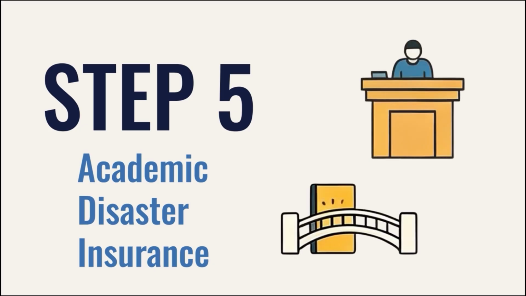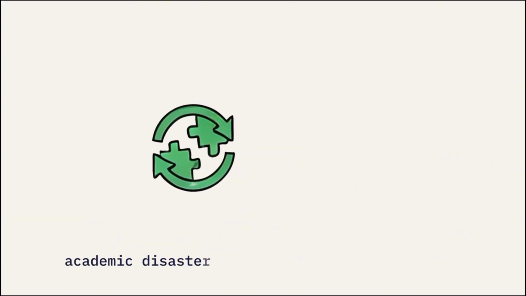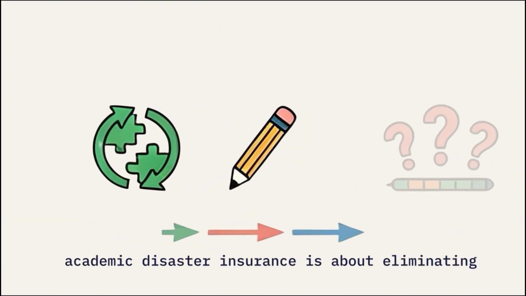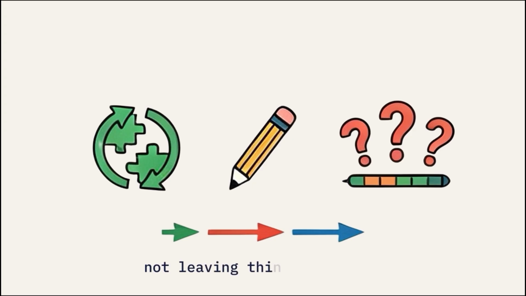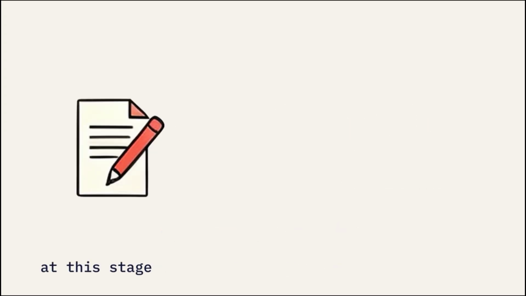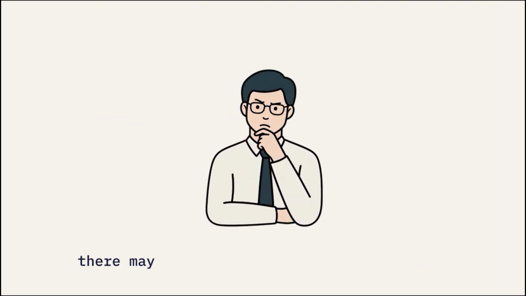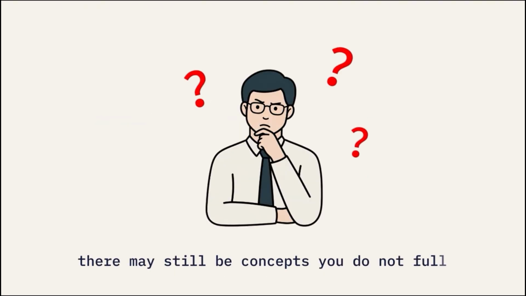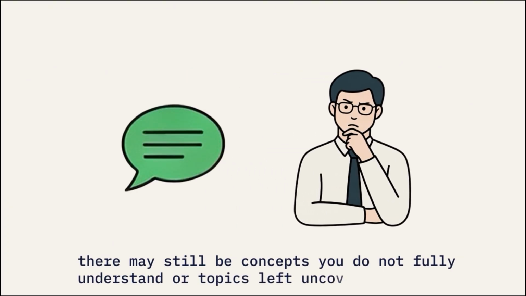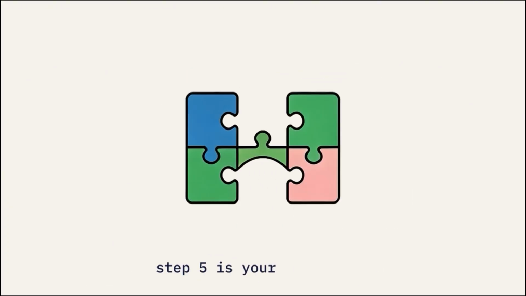Step 5. Academic Disaster Insurance. Academic disaster insurance is about eliminating uncertainty, not leaving things to chance. At this stage, the main study blocks are already done. But no matter how organized your plan was, there may still be concepts you do not fully understand or topics left uncovered. Step 5 is your safety net.